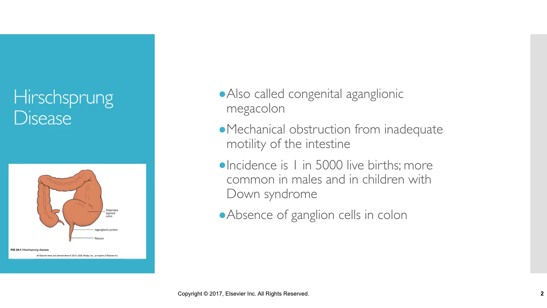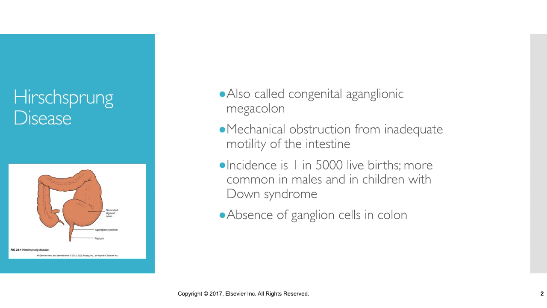Hirschsprung's disease is also known as congenital aganglionic megacolon. I want you to really think about that term when we're talking about it, because what's really going on in it is the absence of ganglion cells in the colon. They don't have the nerve cells necessary for the colon to respond appropriately to the peristalsis.